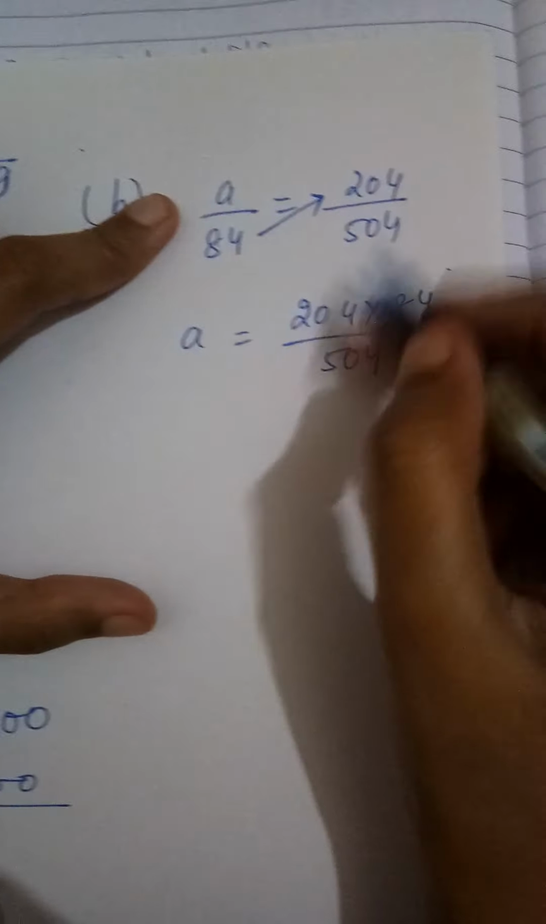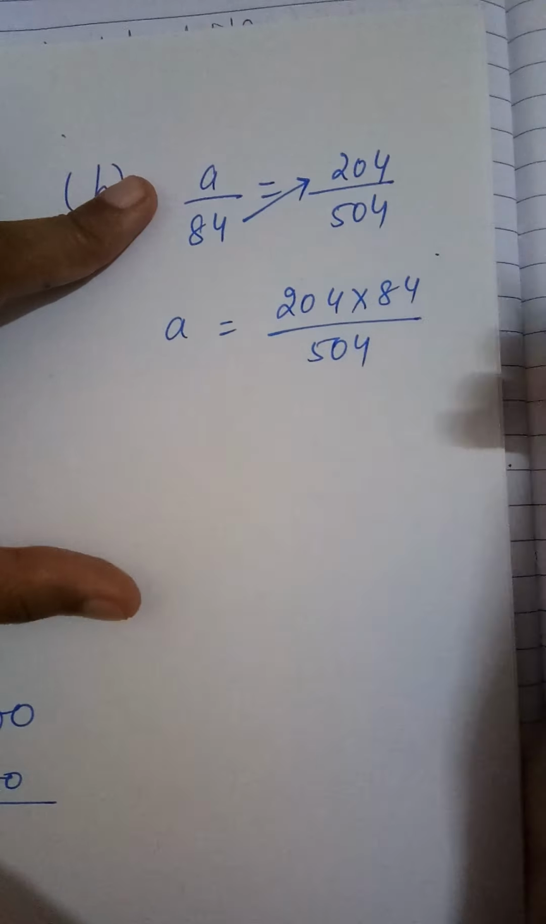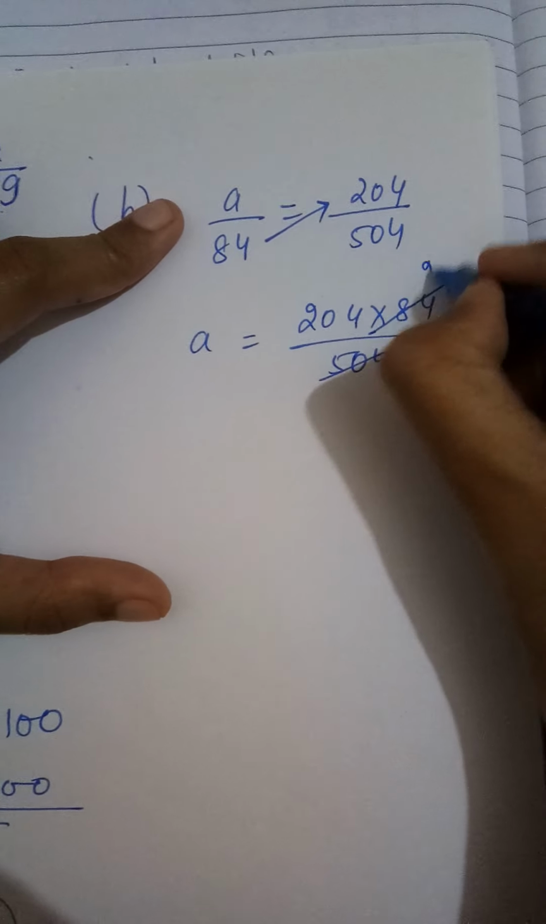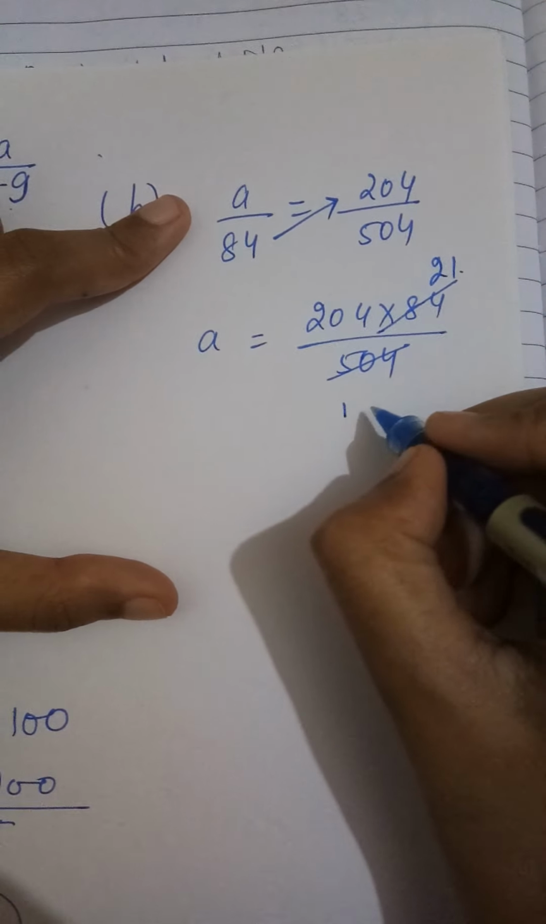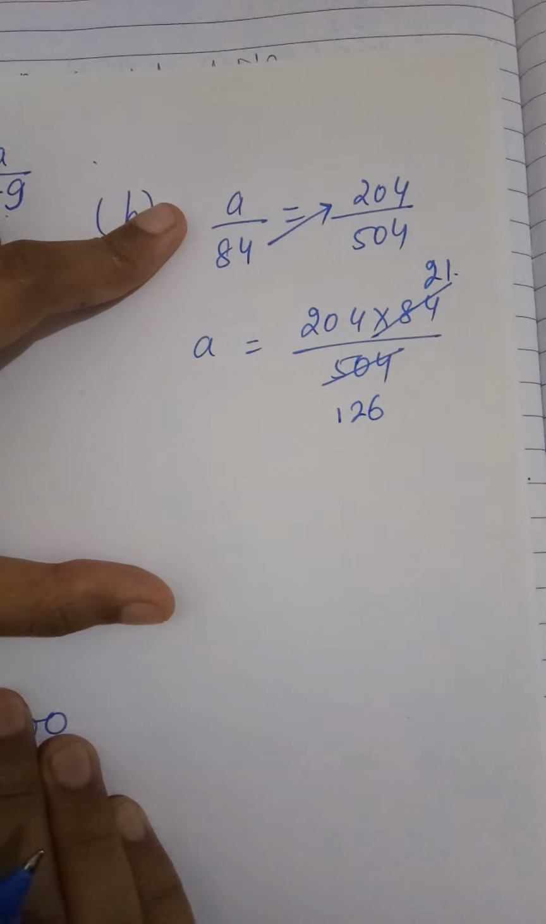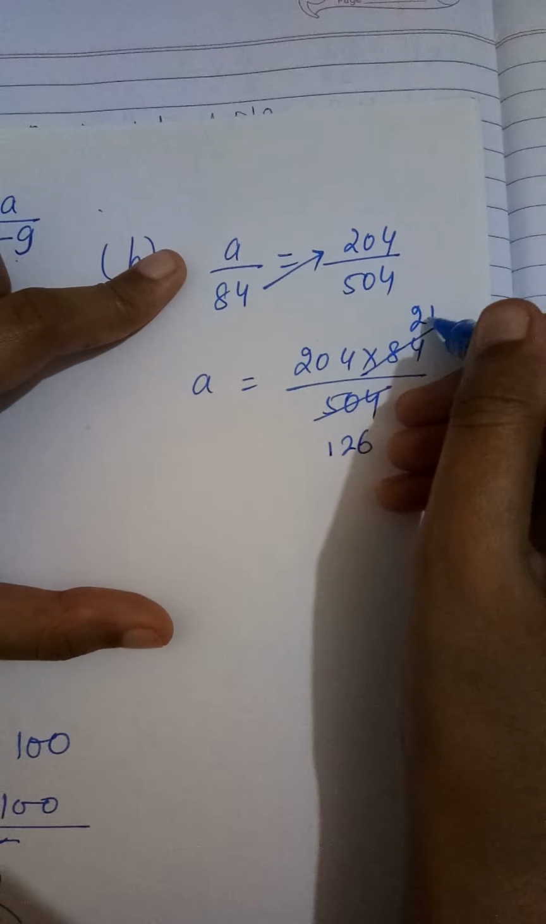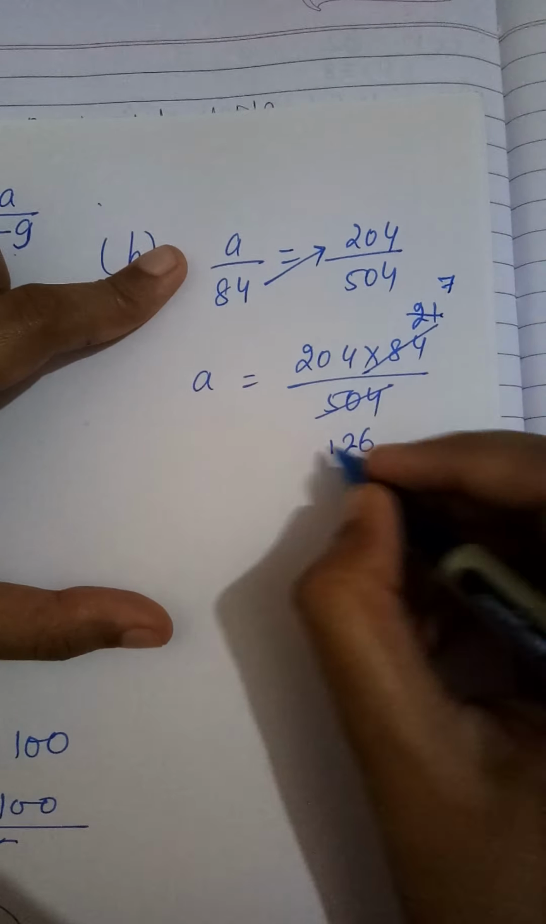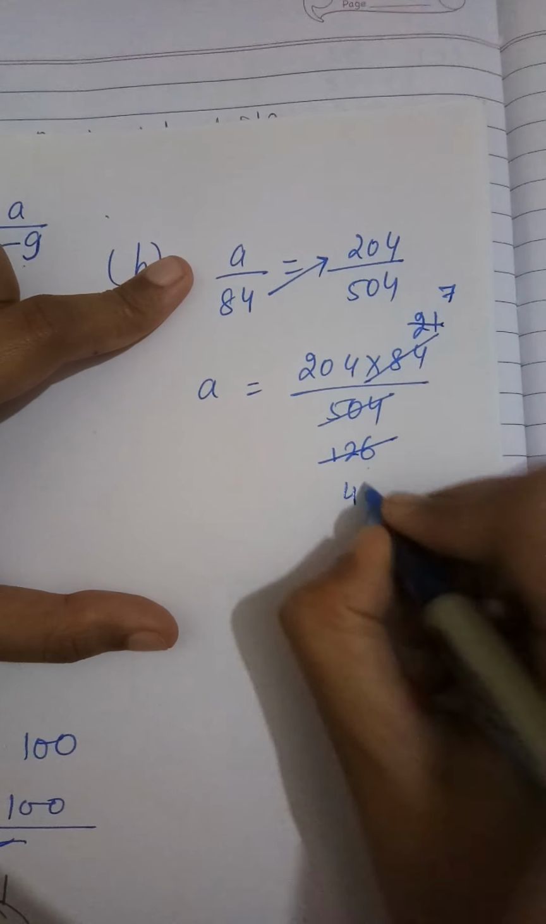Now what you are going to do is cancel these. Let me cancel this using the table of 4. It will go to 21, then it will go to 126. Then again I am going to cancel these two by 3. 3 sevens are 21, and this will go to 42.